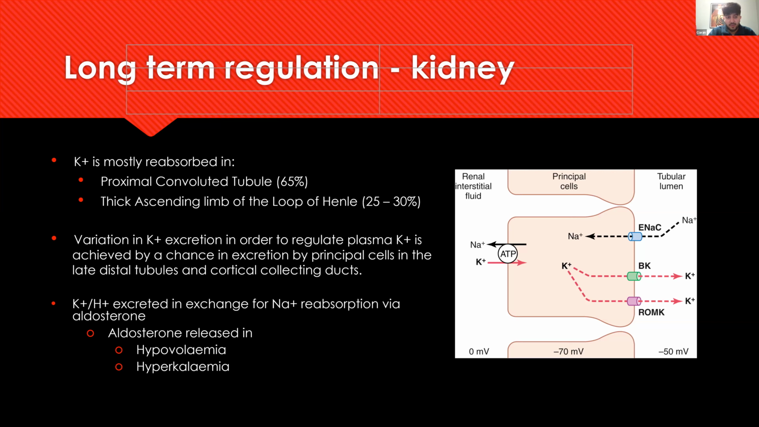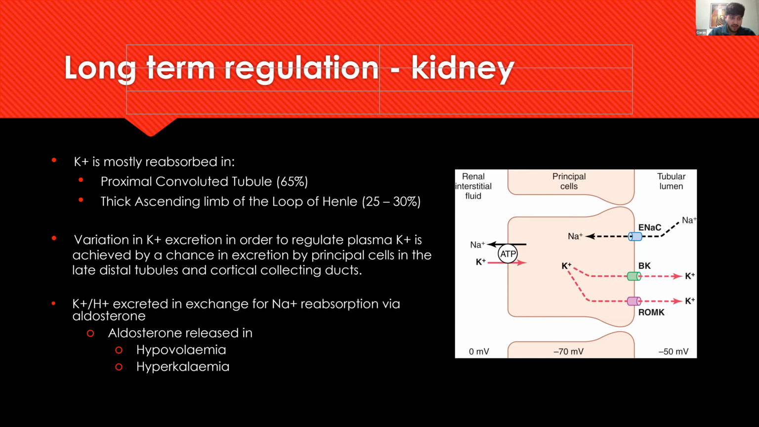And you can see an example of a principal cell found in this region here. So this is the basolateral membrane with the sodium potassium ATPase. On the apical membrane, the key channels here are the ENaC channel, which is a sodium channel, and then the ROMK and BK channels, which are potassium channels.